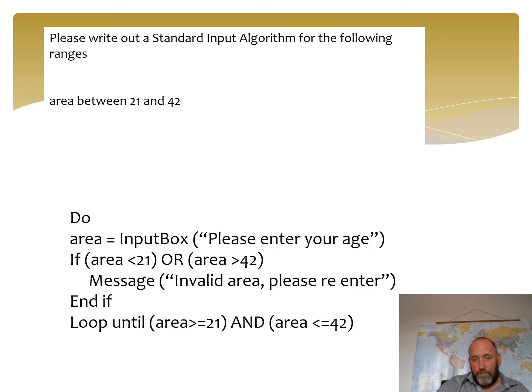Here we are. Once again, we've got our do loop until. So we've got area's input box. So that should say enter your area. If area is less than 21, we've got our input, we've got our conditional statement, we've got our error message. We end the if statement, which is the conditional statement, and we have the closing line to check that it is a number between 21 and 42, and that's the only thing it'll take.